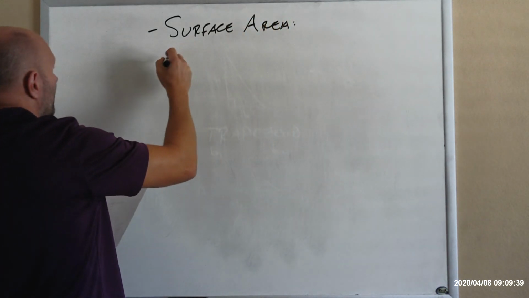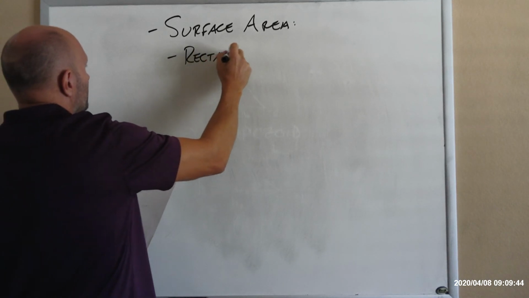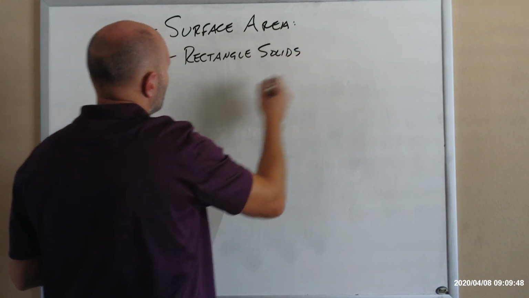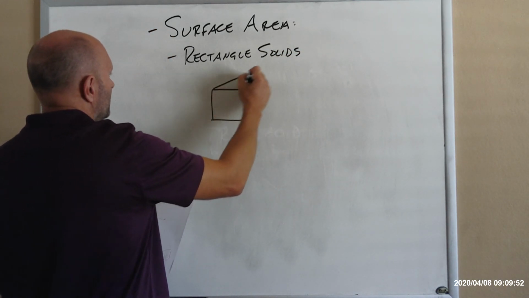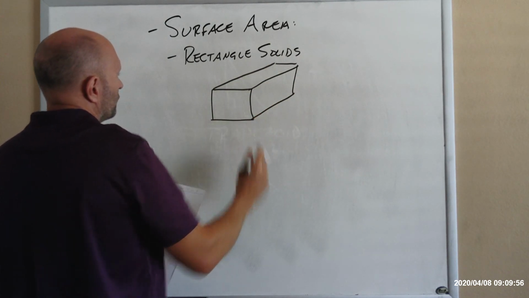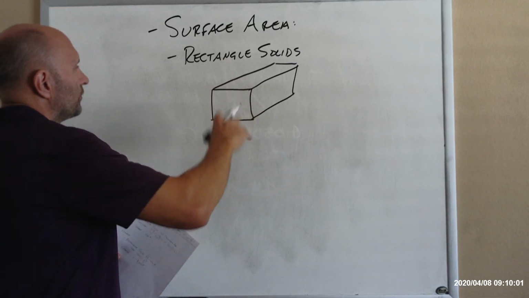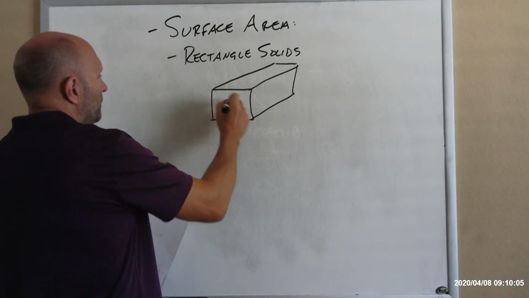So for rectangular solids, this might be like a cube, or it doesn't even have to be a cube. It could be like a long gift box, like they send flowers in. So you have these. Well, what's the area of this? Just add up all these pieces.